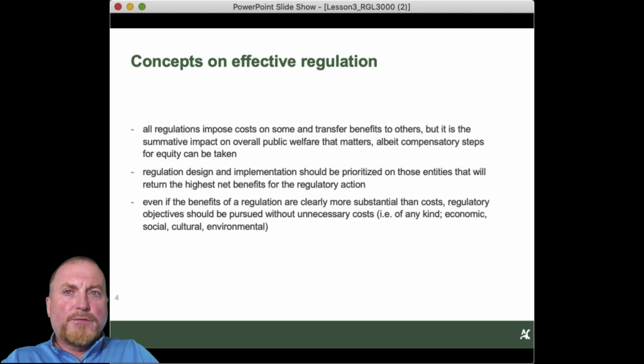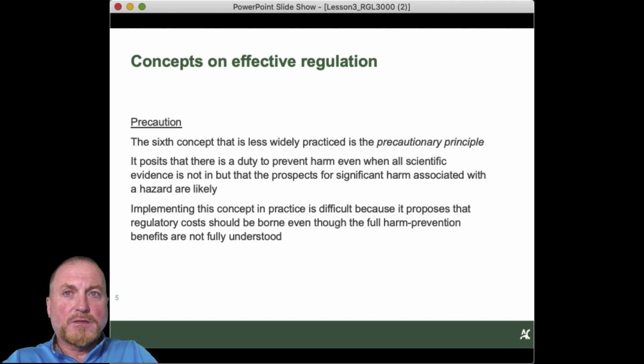And then finally, even if the benefits of a regulation are clearly more substantial than costs, regulatory objectives should be pursued in the least cost manner. In other words, just because there are a lot of benefits of a regulation, it doesn't mean we can be careless with the costs we impose.